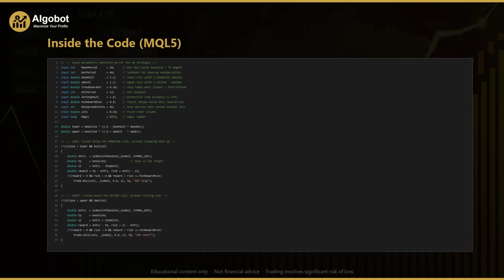Now the long block. The condition reads, if the closed bar's price is below the lower rail and the bar is bullish. When both are true, the EA reads the ask price as the entry, sets the take profit to the baseline, and places the stop distance below entry. It then checks that reward divided by risk meets the minimum before calling trade.buy.